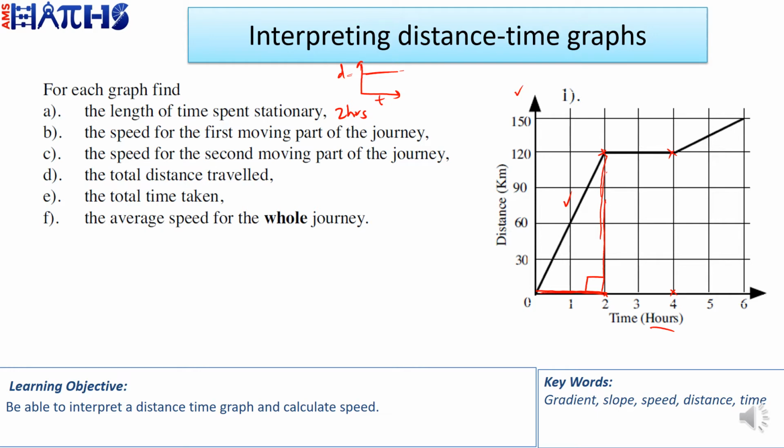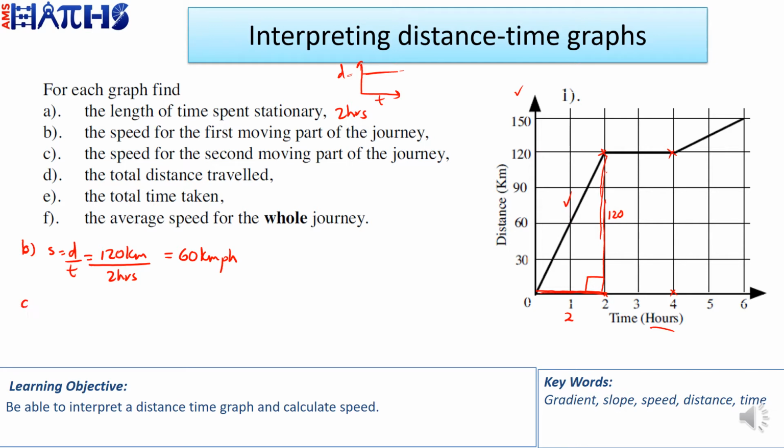So the change in distance, or the height of that triangle we've drawn, is 120, and then the base of the triangle, which is our change in time, is 2 hours. So to find speed, we know it is equal to distance divided by time. The distance we got was 120 kilometers on that triangle, and time was 2 hours. So we divide that and we get 60 kilometers per hour. Because we're dividing kilometers by hours, it gives us kilometers per hour. If it was miles divided by hours, then it would be miles per hour.